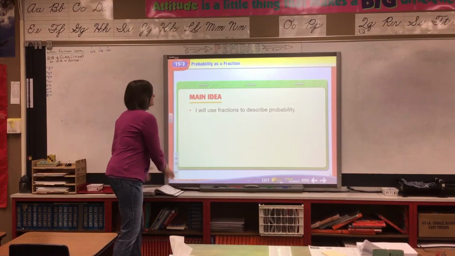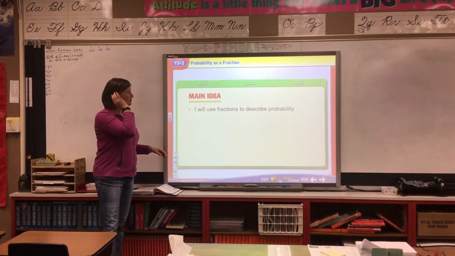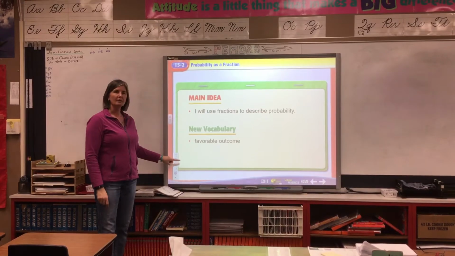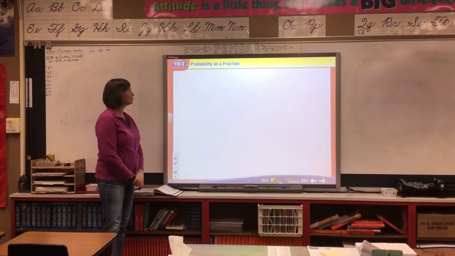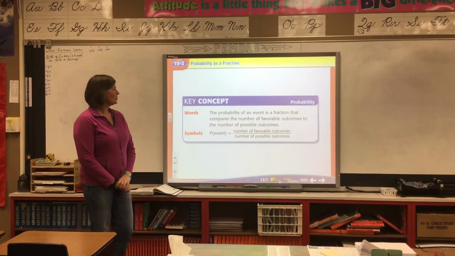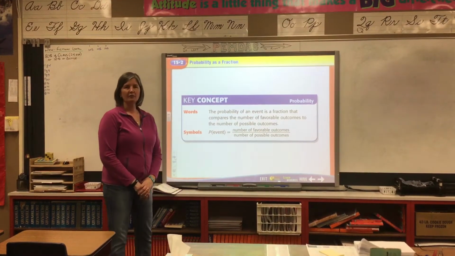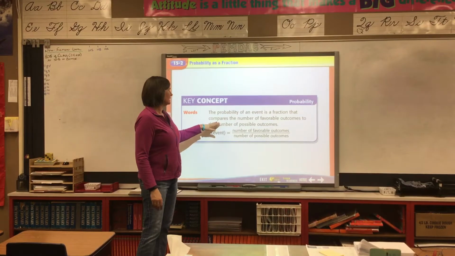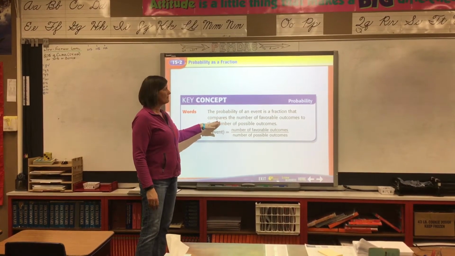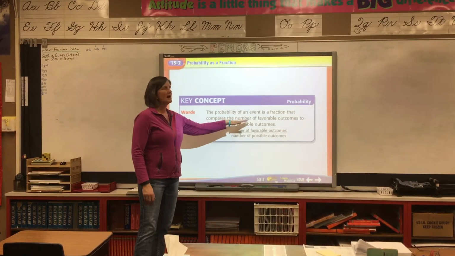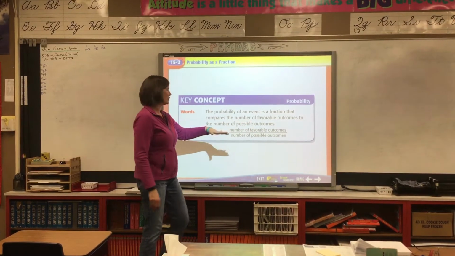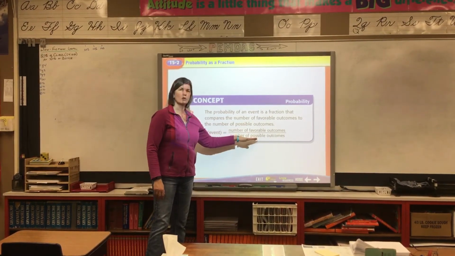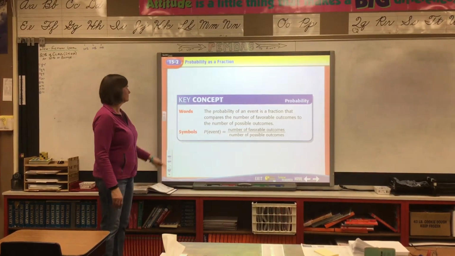As I stated, our main idea today is to use fractions to describe probability, and we're going to talk about what a favorable outcome is. When we're describing an event happening using a fraction, it compares the number of favorable outcomes to the number of possible outcomes. So how many you're counting out of the total amount that there are.